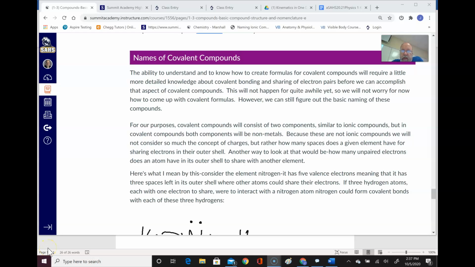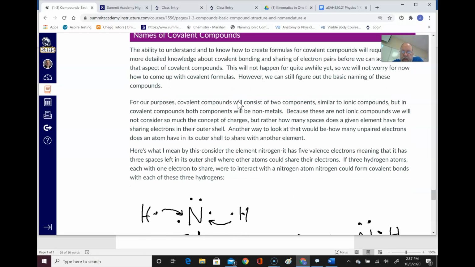Okay, so the last thing we need to do is figure out how to name covalent compounds. The ability to understand and create formulas for covalent compounds requires more detailed knowledge about covalent bonding and sharing of electron pairs, and that's really more of an AP topic. This won't happen for a while yet, or probably won't in the regular class here. So we won't worry for now about how we come up with covalent formulas. We'll just know that we have them, but we can still figure out the basic naming of these.